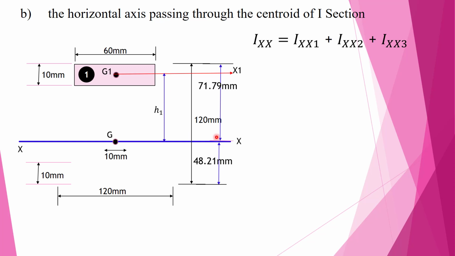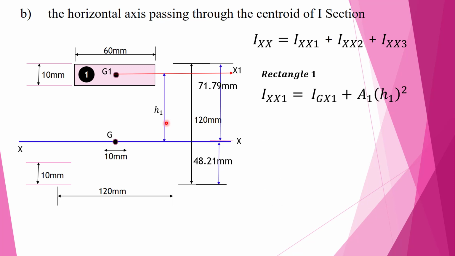So how will you find h1? We know this distance, right? From the top of the rectangular section to the reference x-axis, it is 71.79, and we know this distance also. What is this distance? It will be 10 by 2. So h1 will be equal to 71.79 minus this top distance, that is 5. That will be h1. Now using the parallel axis theorem, you can find the moment of inertia.